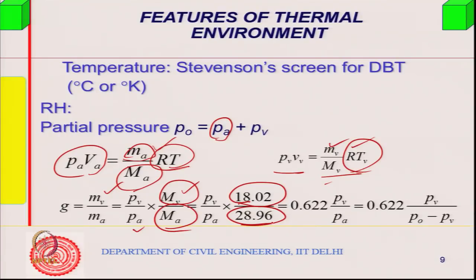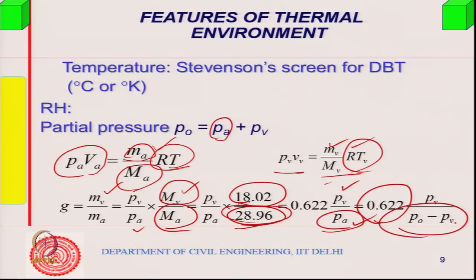Because for nitrogen, we know it is 0.78 multiplied by the molecular weight of nitrogen, because it occupies 78%. Oxygen, we know, is 21% or whatever it is. So, when we sum them up I get 28.96. Therefore, Pv by Pa comes in, and Pa is nothing but atmospheric pressure minus vapor pressure.